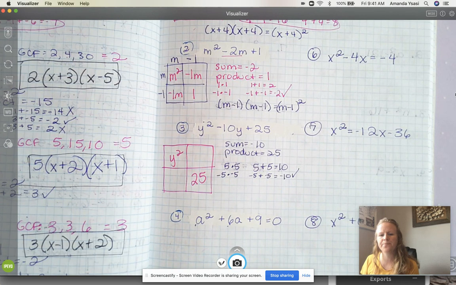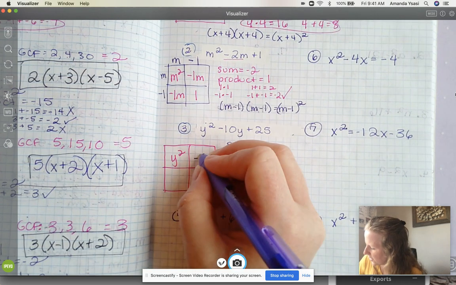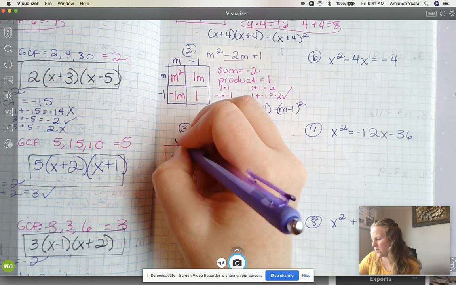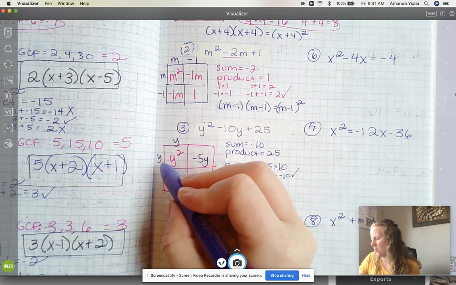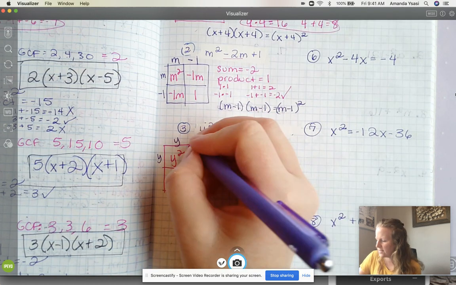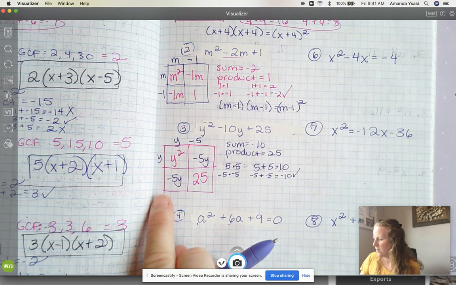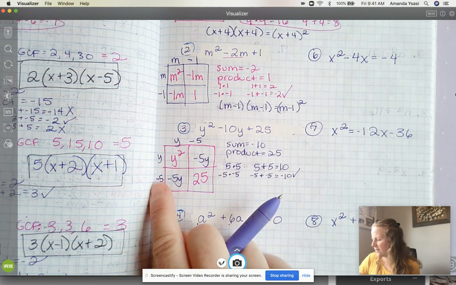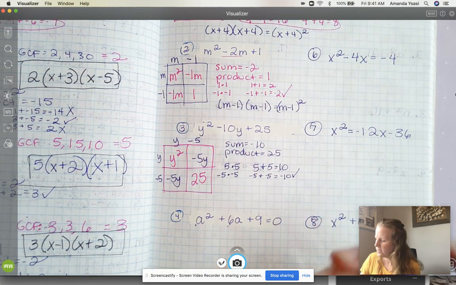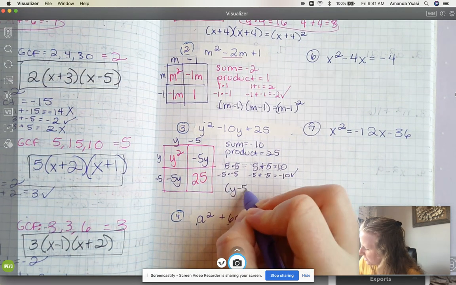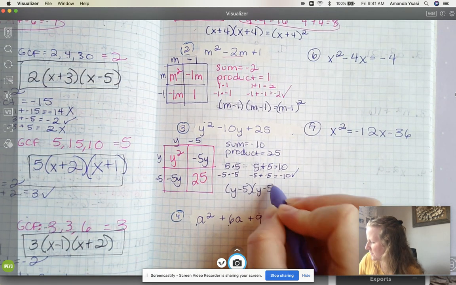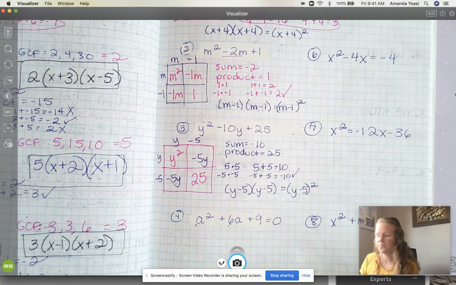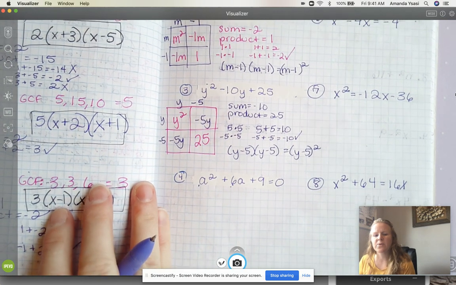So that's it. We have negative 5y and negative 5y. So this is y, this is y. Y times what gets negative 5y? It's negative 5. Y times what gets negative 5y? It's negative 5. And negative 5 times negative 5 is 25. So our answer is y minus 5 times y minus 5, which comes out to be y minus 5 squared. Okay, so let's look at the next one.